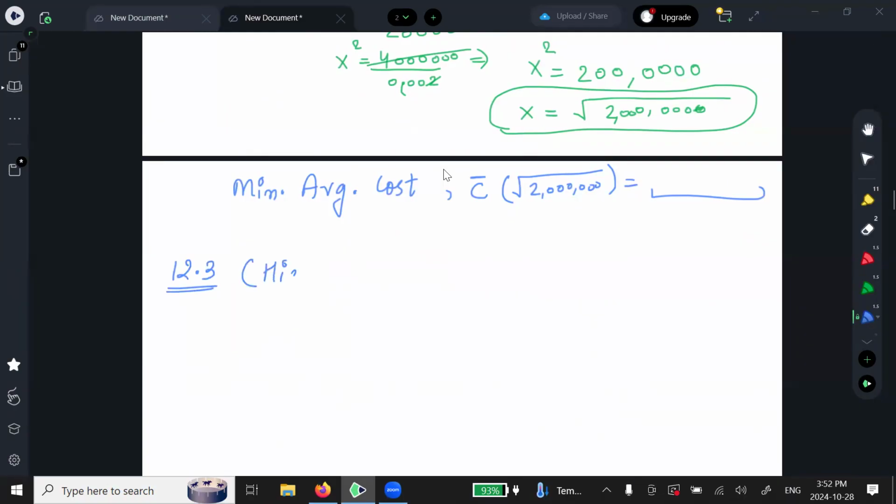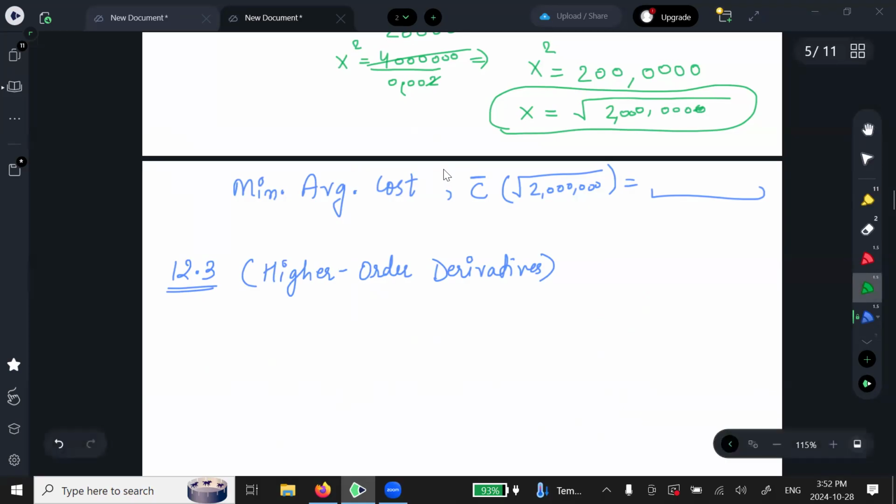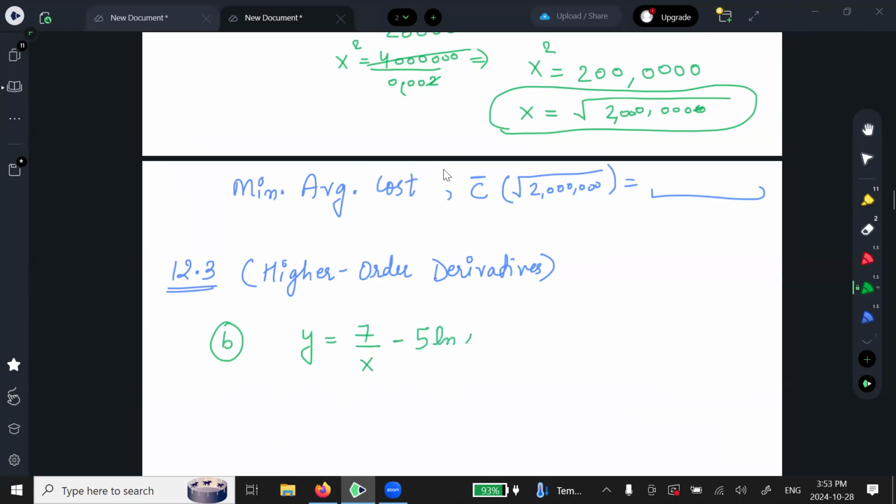12.3 higher order derivatives. Well, this is about the concavity and the intervals of concave up and down, right? Now, finding the second derivative. How do you do questions like this? Let's just talk about number B. Y equals 7 over x, negative 5 ln x. You have to find y double prime. What do you do?